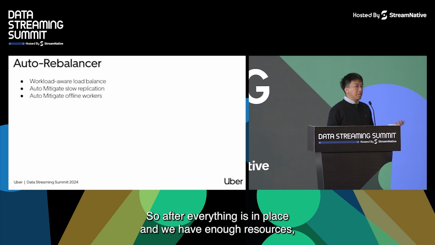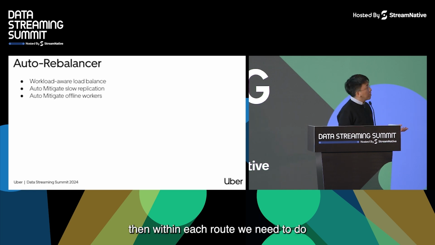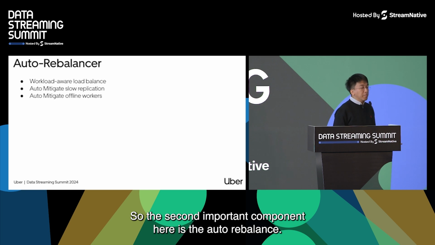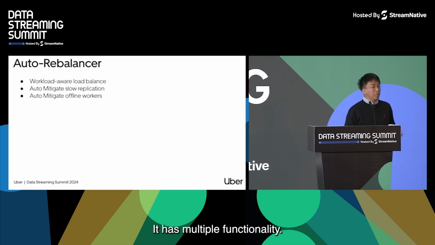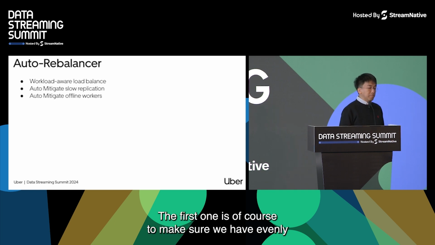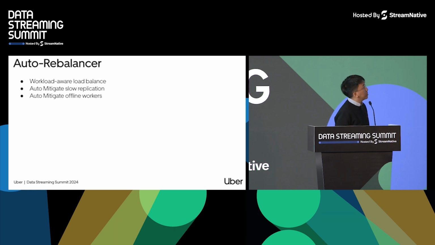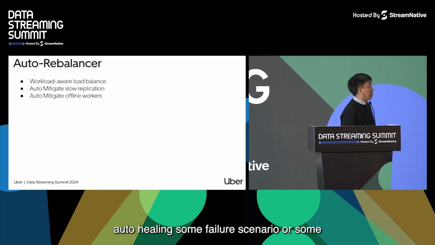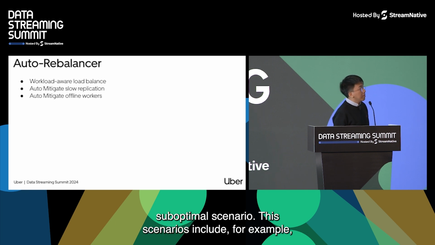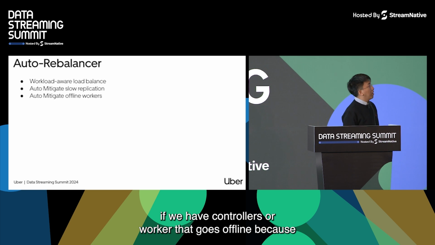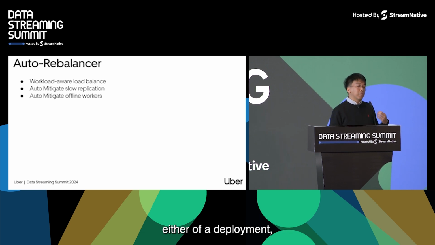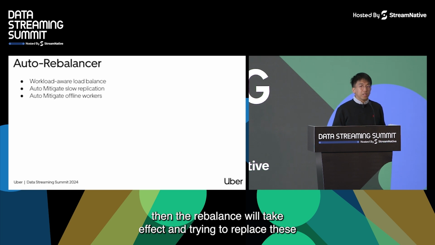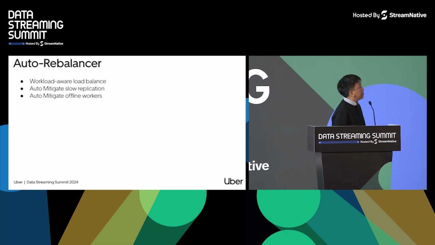So after everything is in place and we have enough resources, then within each route, we need to do balancing of the workload across all the workers. So the second important component here is the auto-rebalancer. It has multiple functionalities. The first one is, of course, to make sure we have an evenly distributed workload across all the workers. And the second functionality, which is also very important, is to auto-mitigate or auto-heal some failure scenarios or some suboptimal scenarios. These scenarios include, for example, if we have controllers or workers that go offline because of a deployment, a service crash, or a compute shuffling, then the rebalancer will take effect and try to replace these offline instances.